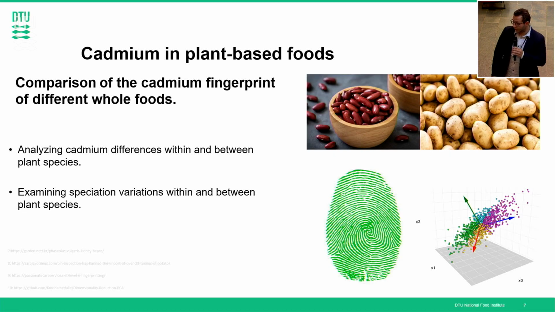Afterwards, we're going to compare the cadmium fingerprint of different whole foods. I always like to use the fingerprint analogy because every food has a different amount of every compound, and this builds a fingerprint that is unique to every food, you could say. What's going to happen is that we are going to try to measure as many samples as possible, and then using multivariate analysis, we can see where the differences between those foods are. Where is the cadmium bound?